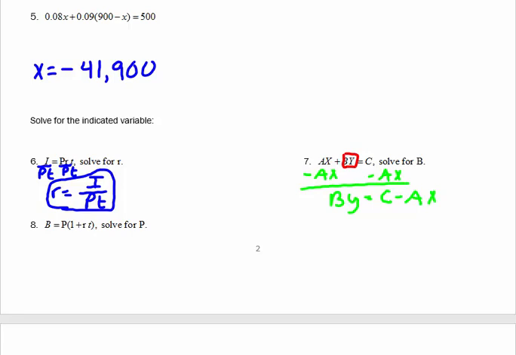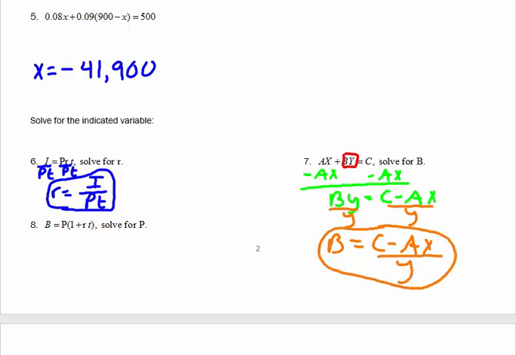Now at this point we want to get b by itself, and the only thing that's happening to it is getting multiplied by y. So the opposite of multiplying by y is dividing by y. So we'll divide by y on both sides. So b is going to equal c minus ax over y. There's a couple different ways to write that answer, but you can certainly leave it all together.